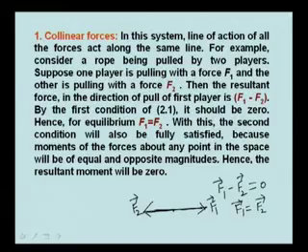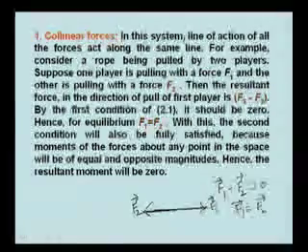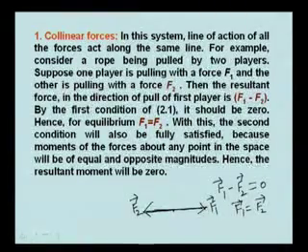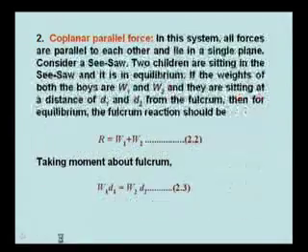With this, the second condition, that is, the moment should also be 0, is fully satisfied, because the moment of the forces about any point in space will be of equal and opposite magnitude. Suppose you take the moment about this point also, then also it is equal and opposite, hence the resultant moment will be 0. So, this is the thing.